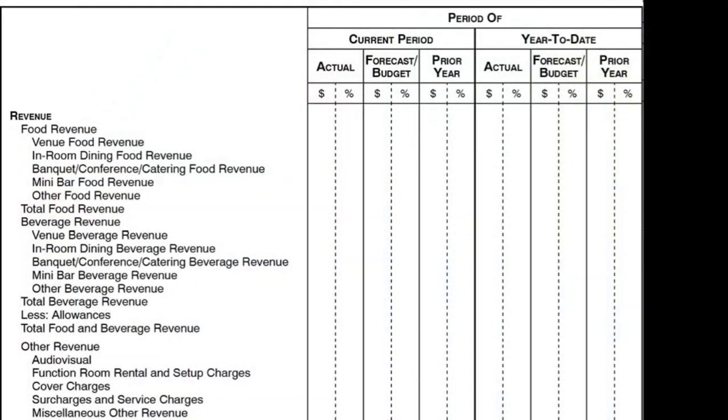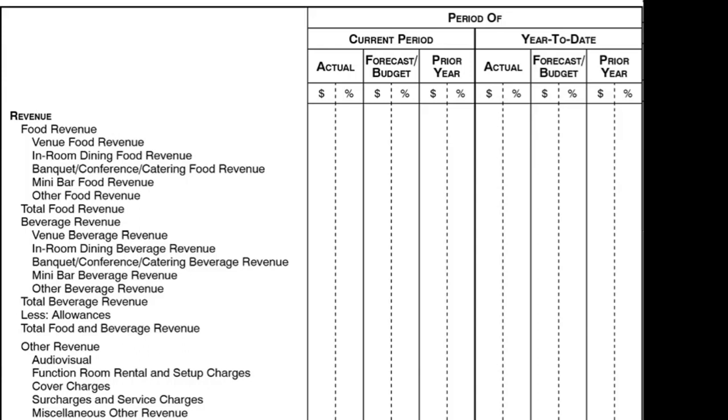If you see on the screen, the F&B profit and loss statement is divided into a few sectors: food revenue, beverage revenue, and also other revenue, which means audiovisual, production, function room, cover charges and surcharges, which are not related to food or beverages. Each type of revenue, the food revenue and the beverage revenue, is divided by venue, by the type of restaurant.